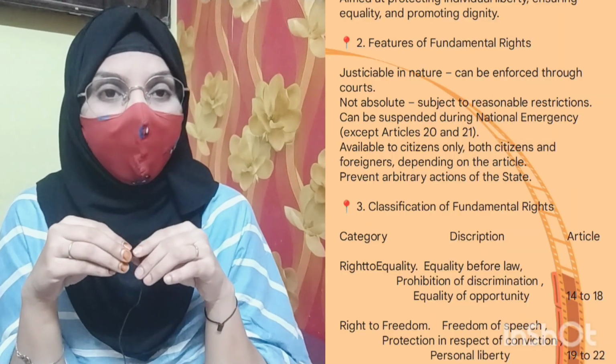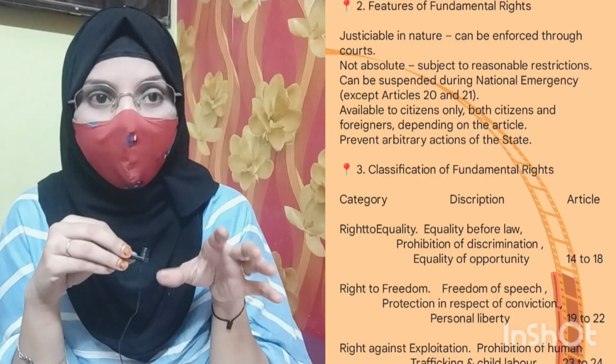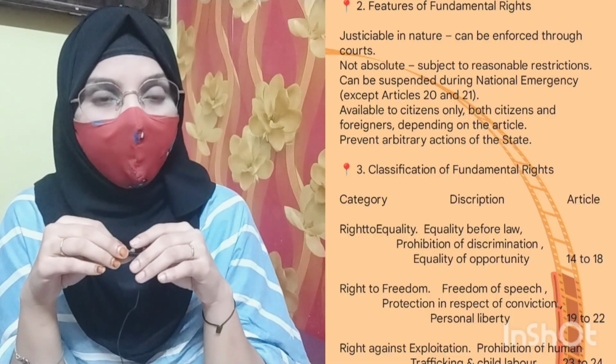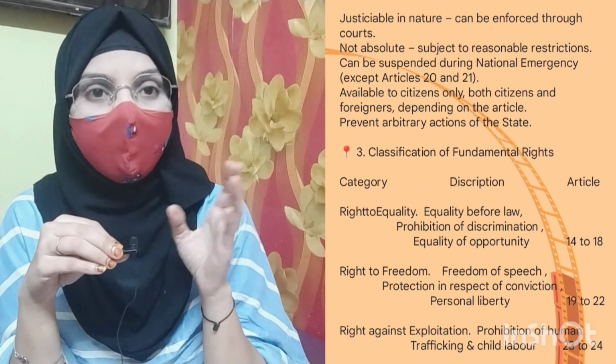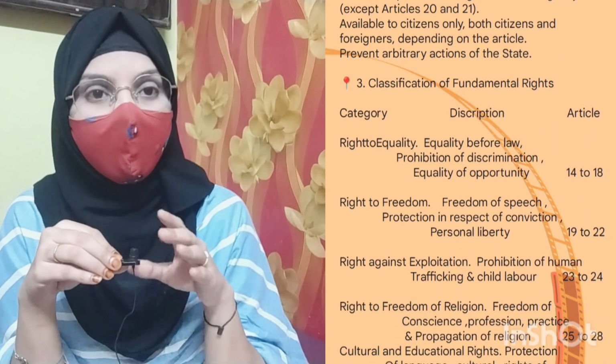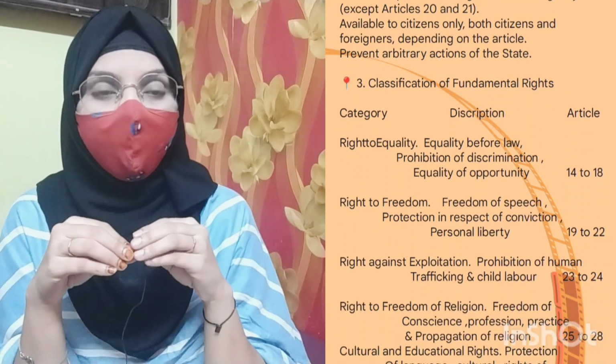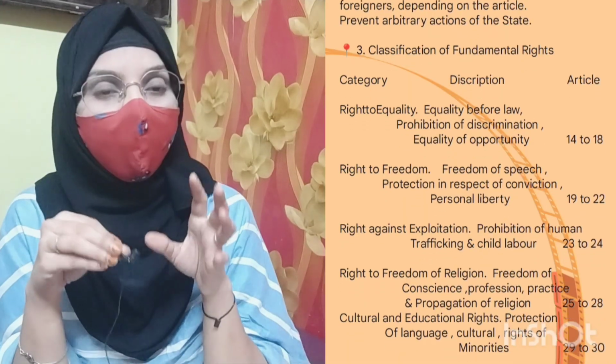Now let's see the classification of fundamental rights. Fundamental rights are grouped into 6 categories: right to equality, right to freedom, right against exploitation, right to freedom of religion, cultural and educational rights, and right to constitutional remedies. Now let's explore them one by one in detail.